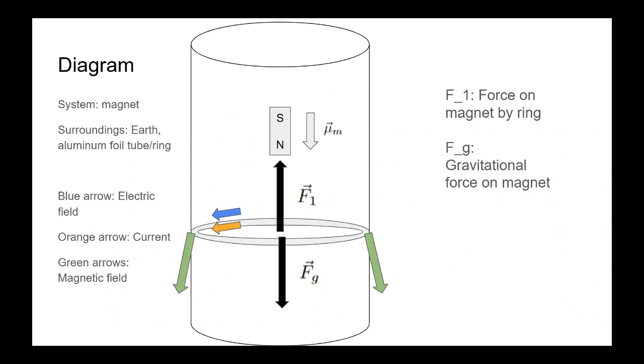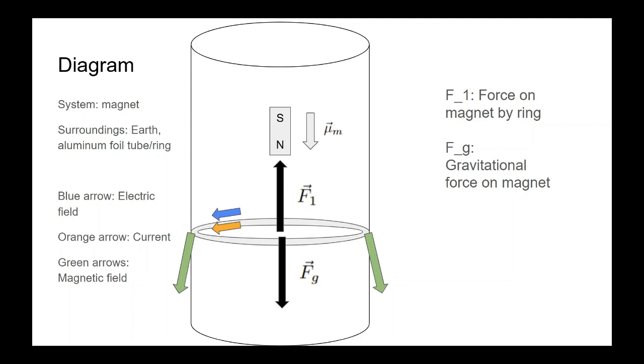So just a quick diagram, we have our magnet falling through. The force on the magnet that's exerted by the loop is exactly equal in magnitude and opposite in direction to the gravitational force on the magnet, which means that the magnet falls at the same speed throughout, since the net force is zero.